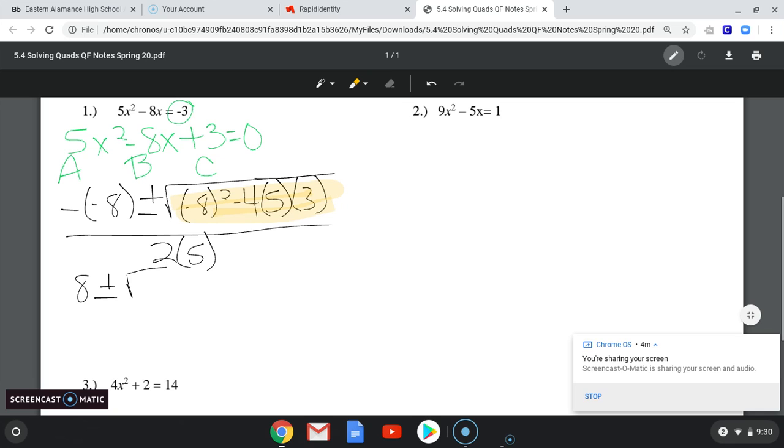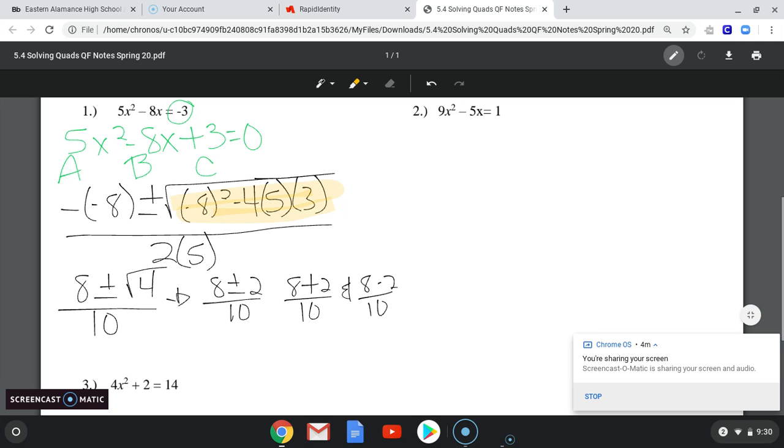So that becomes the square root of 4 all over 2 times 5, which makes 10. You know the square root of 4 is going to be 2. So I'm going to get 8 plus or minus 2 all over 10. This is something that we can work out. This means I need to do 8 plus 2 divided by 10, solve that. And I also need to do 8 minus 2 divided by 10.